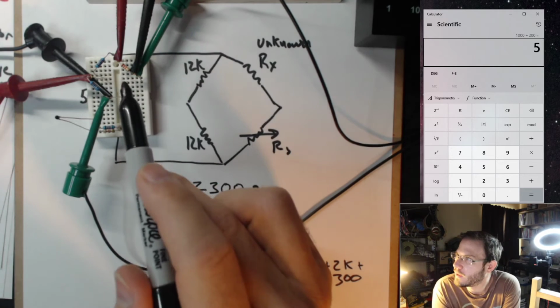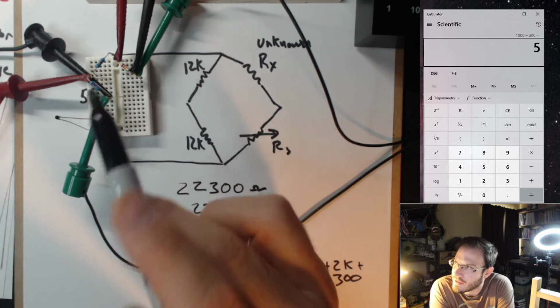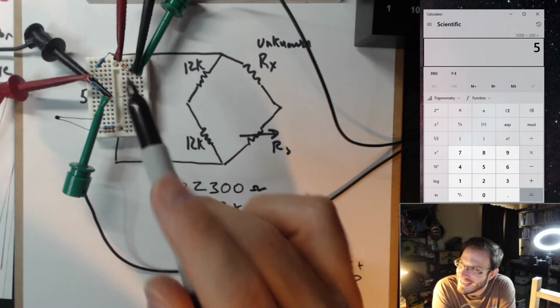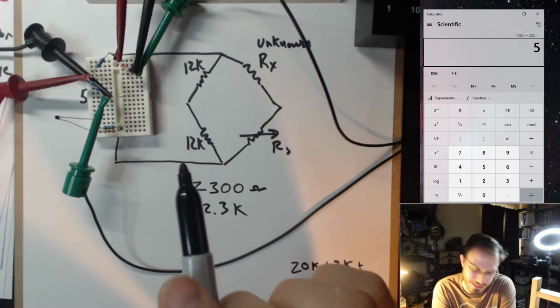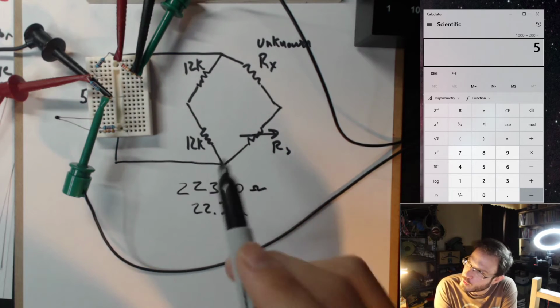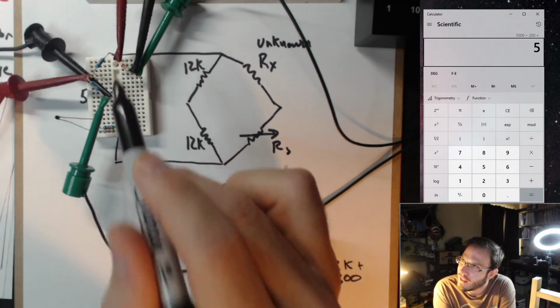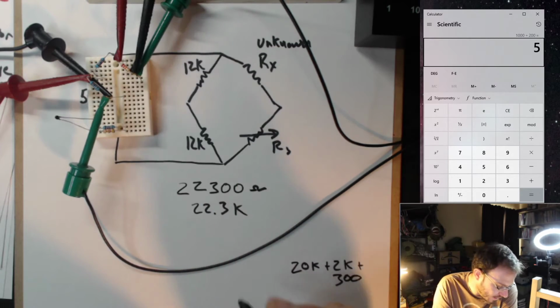Now, this was an unknown resistor. I didn't know what this value was. I'm using the bridge in order to measure it by testing it against known resistances. That's what we were doing in this bridge circuit. So let's read the value and see what we actually had.